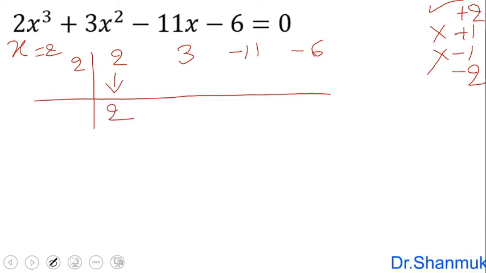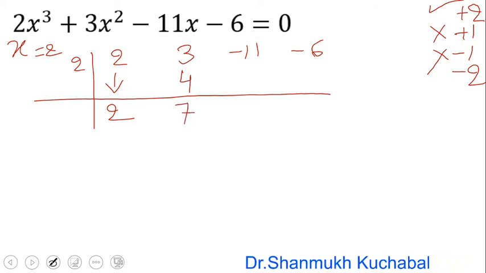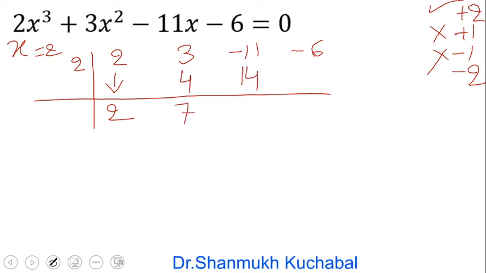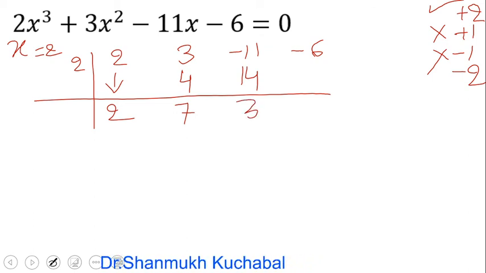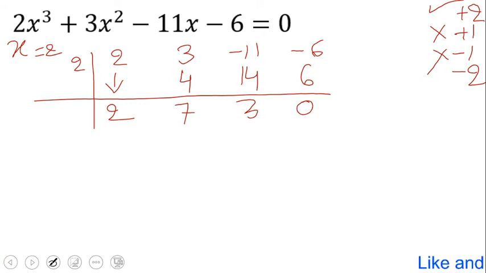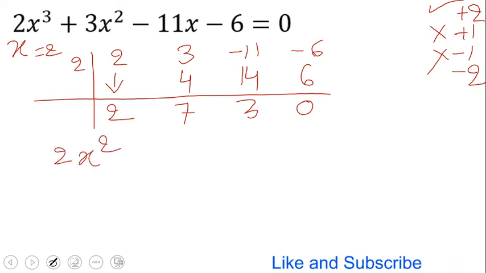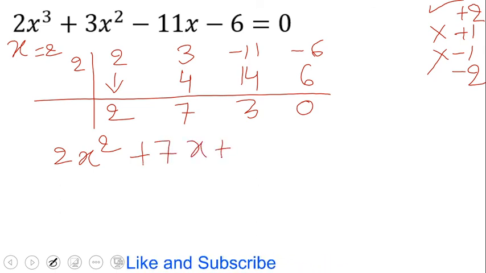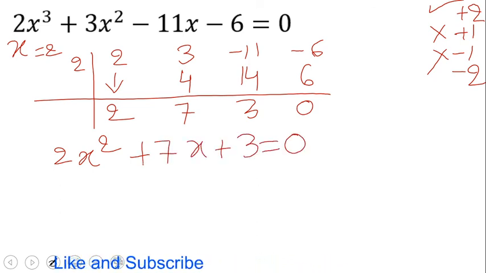Then this 2 will be as it is, 2 to the 4. So 4 plus 3 is 7, 7 twos are 14, minus 11 plus 14 is 3, 3 twos are 6, plus 6 minus 6 is 0. Then it is a cubic equation, decrease one power, it will become a quadratic equation. So I hope you are solving the problem along with me. So 2x square, the quadratic will become, next 7x plus 3 equal to 0.